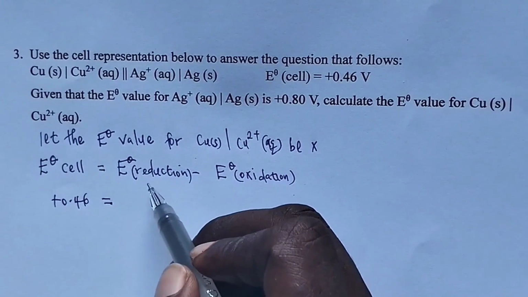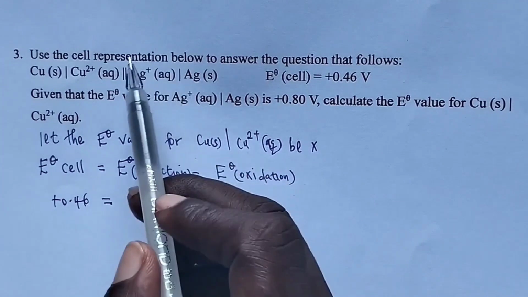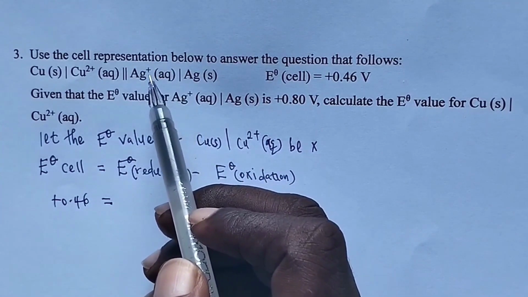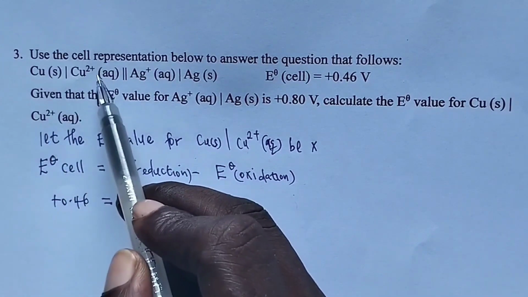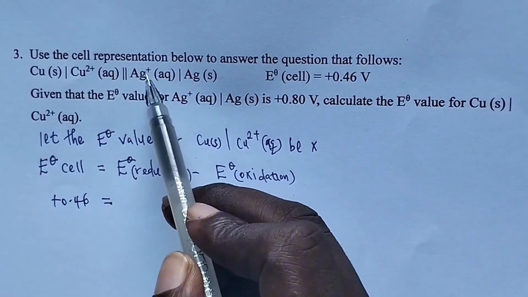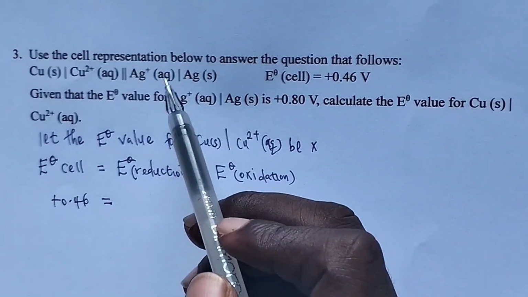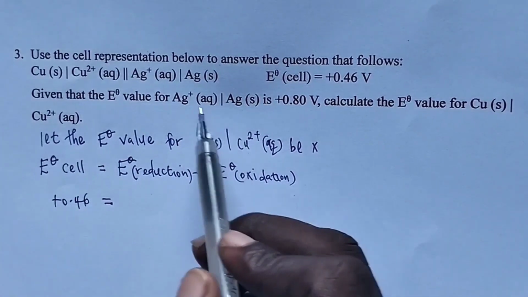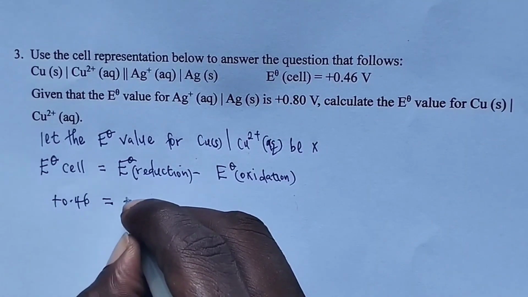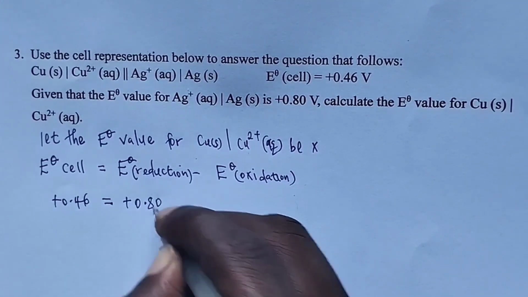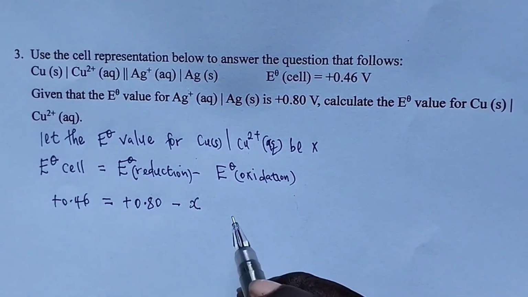So what is E reduction? It is the substance that undergoes reduction. When writing cell representation, we first write the half cell for the substance that undergoes oxidation, then the salt bridge, then we end with the half cell for the reduction side. So the one they give us is the one that undergoes reduction. So we're going to say equal to positive 0.80 volts minus X, because we are looking for the one for oxidation, which is the copper half cell.